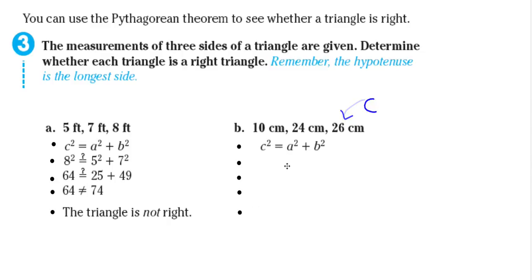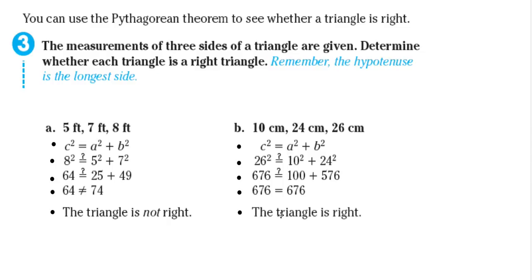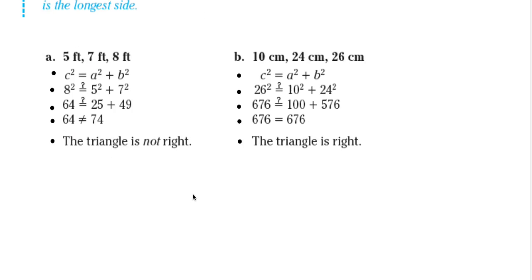C squared equals A squared plus B squared. Is 26 squared equal to 10 squared plus 24 squared? We simply substitute the values for A and B. Simplify it further. We know that 676 is equal to 676. Therefore, the measurements of 10 centimeters, 24 centimeters, and 26 centimeters make it a right triangle.